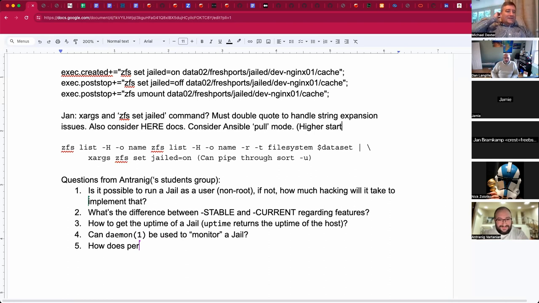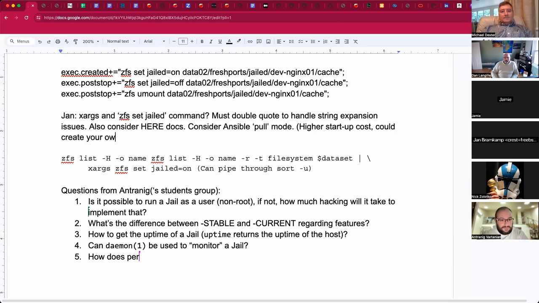Let's see if this is in context for Dan. Go ahead, Dan. All I do with Ansible is create the configuration file. I have static jails. I don't have on-demand jails. This is just to create the configuration file once.